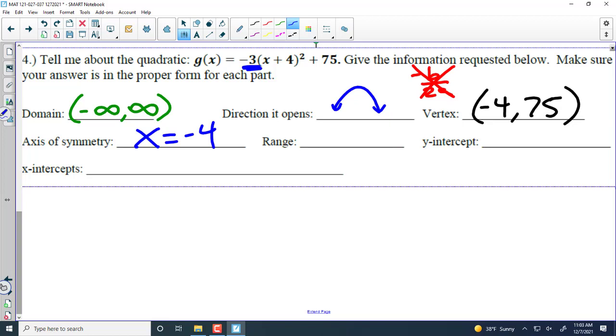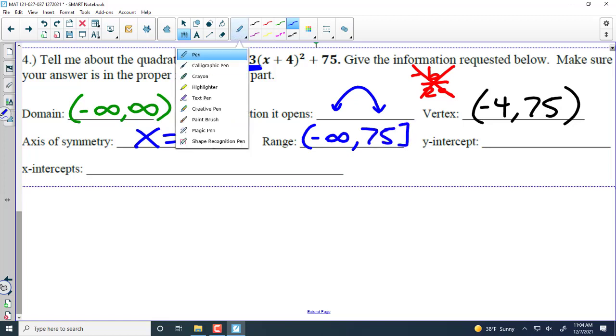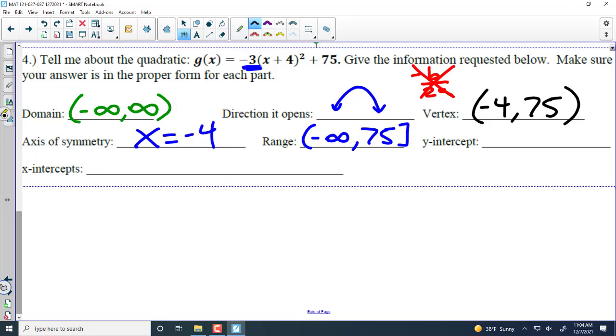And once you know the vertex and the way that the parabola opens, you can give the range. Does this one go up to infinity or down to negative infinity? Down to negative infinity. And the highest it ever gets to is the vertex. And what is the y value of the vertex that it actually reaches? 75. So yeah, it is not a coincidence, just so when you're looking at this later, you remember that that number is that number, and that number is that number.